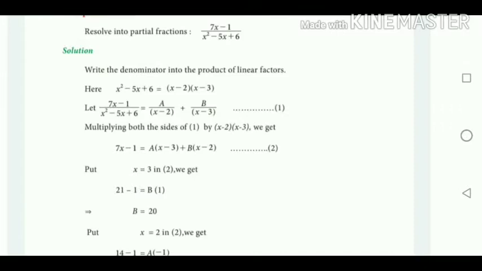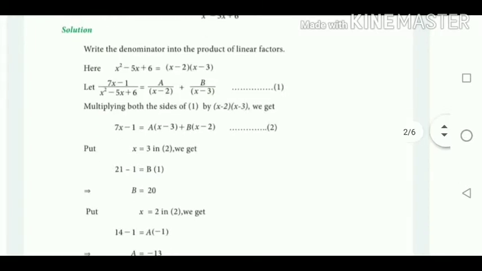Now again the same rule is followed. We have to multiply both sides by x minus 2 and x minus 3. If you multiply by x minus 2 and x minus 3, the x square minus 5x plus 6 is cancelled, because the factors of x square minus 5x plus 6 are x minus 2 and x minus 3. So in the denominator we have x minus 2 and x minus 3, as well as in the numerator, and so it is cancelled.